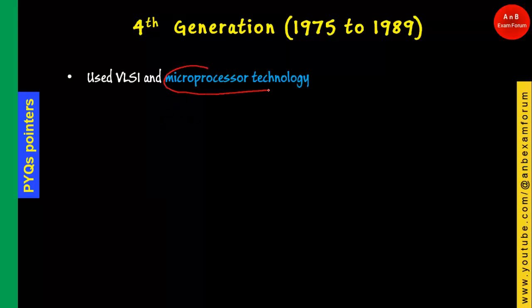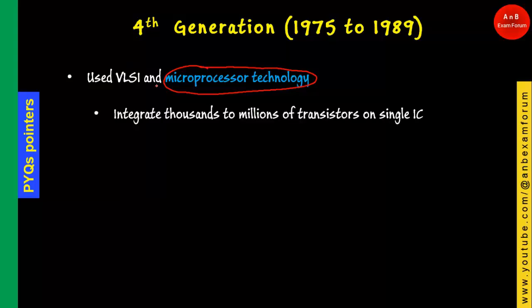Okay, so we have seen questions where he asks which generation uses microprocessor technology, and your answer should be fourth generation, and it is the VLSI. What is VLSI? It is very large scale integration. What is very large scale integration? It is the integration of thousands to millions of transistors on a single IC. You can think it is a huge number.